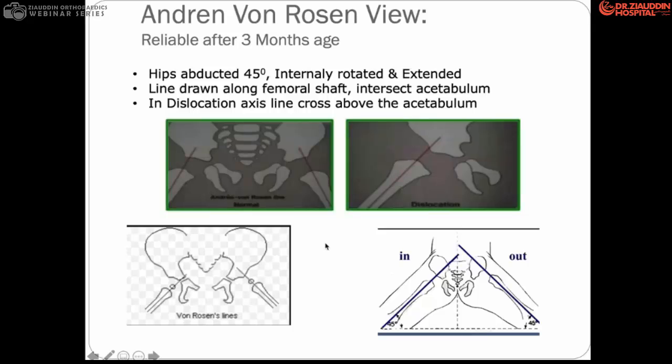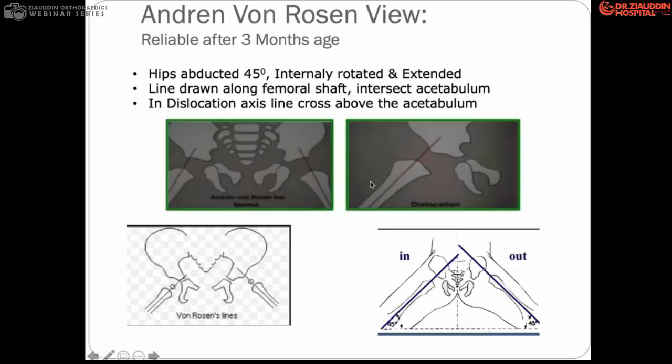Then if you are in suspicion, or in a case when you apply the plaster, you can do the von Rosen view. The von Rosen view is done particularly with 45 degrees of abduction of the hip joint like this, and internal rotation of 25 degrees. When you do internal rotation, the femoral head becomes prominent.